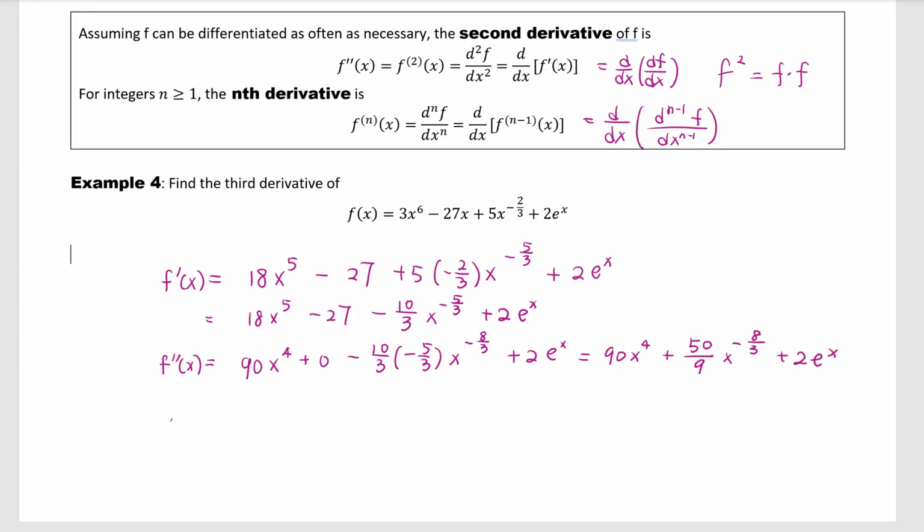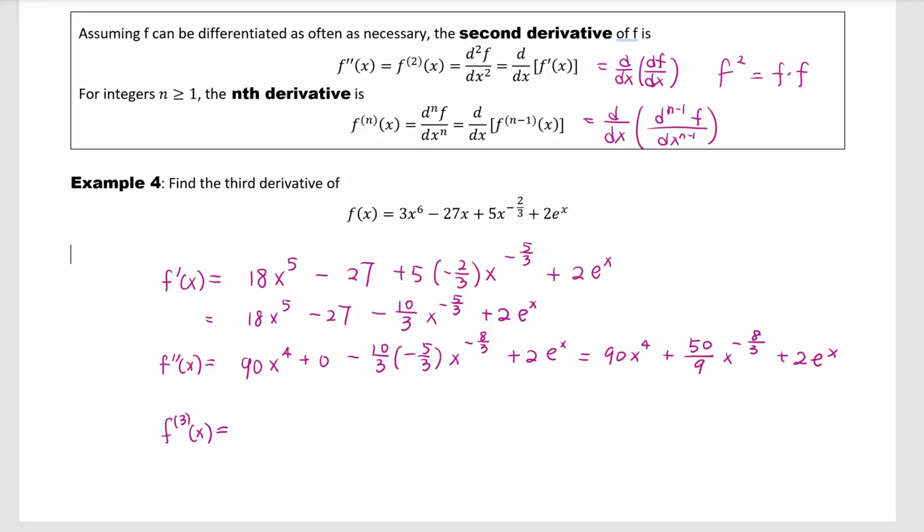Let's continue. The third derivative you can write as f prime prime prime or f to the parentheses 3. But usually for the fourth derivative, we won't write prime prime prime prime. The third derivative is the most we write with primes. For order greater than or equal to 4, we only use the notation f to the parentheses with the order.